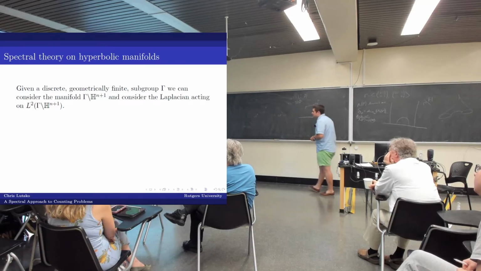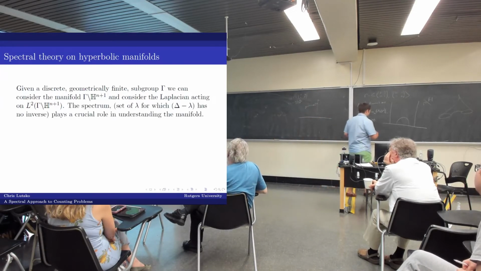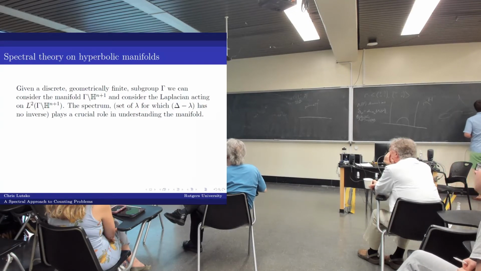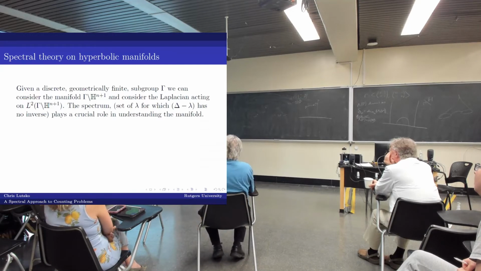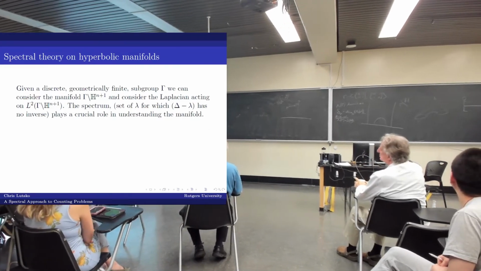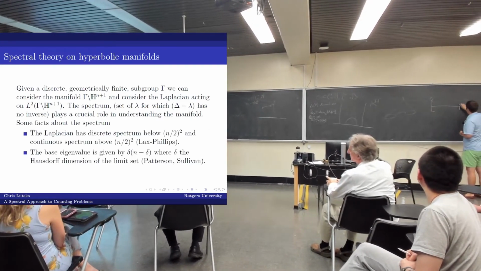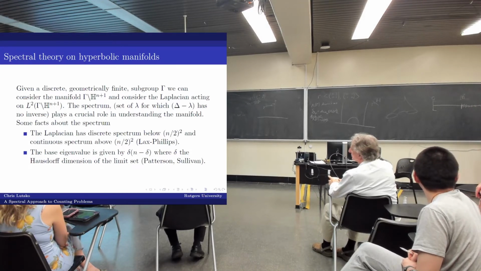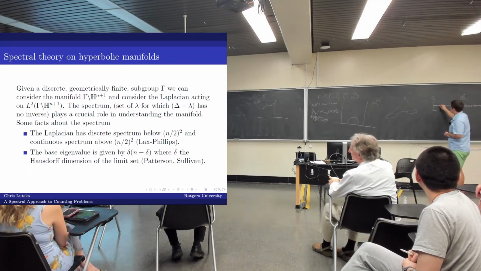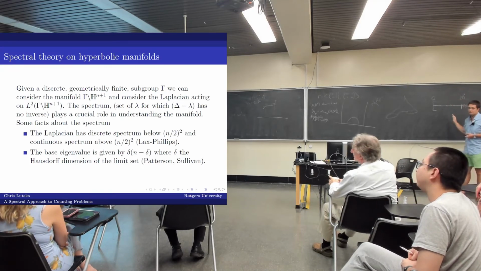And with the classical picture, at least for discrete geometrically finite nice subgroups, the spectrum is positive, so it's at least bigger than 0. We have a continuous spectrum above (n/2) squared. So all of this space lies in the spectrum. And then you have some discrete eigenvalues here, below (n/2) squared.